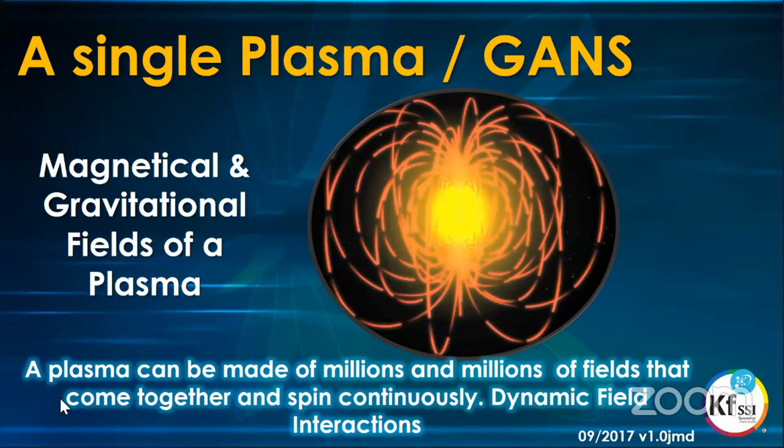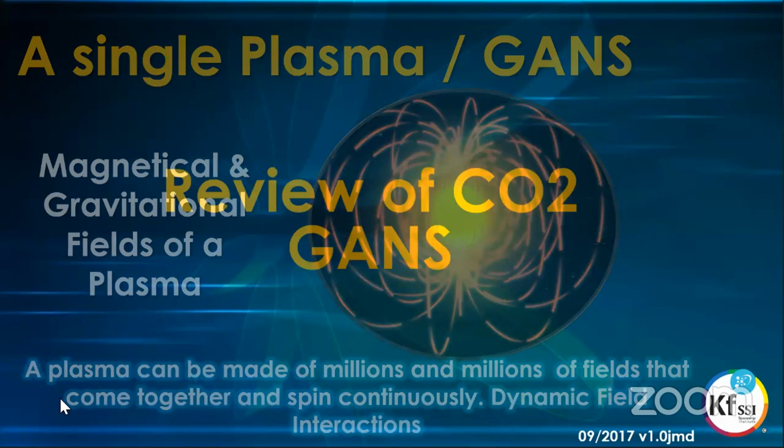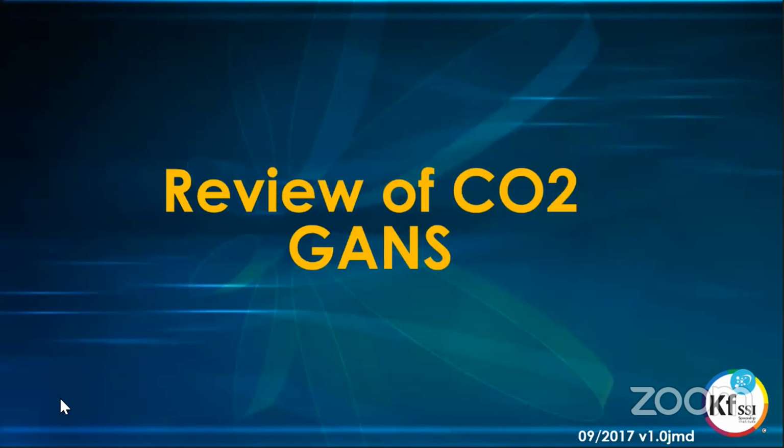A plasma or a single Gans has magnetic and gravitational fields, and your plasma can be made up of millions and millions of fields that come together and spin continuously. So it's your dynamic field interaction, which we explained earlier on. Now, to go on to explaining the CH3, I'm going to review just one or two slides on how we made the CO2.